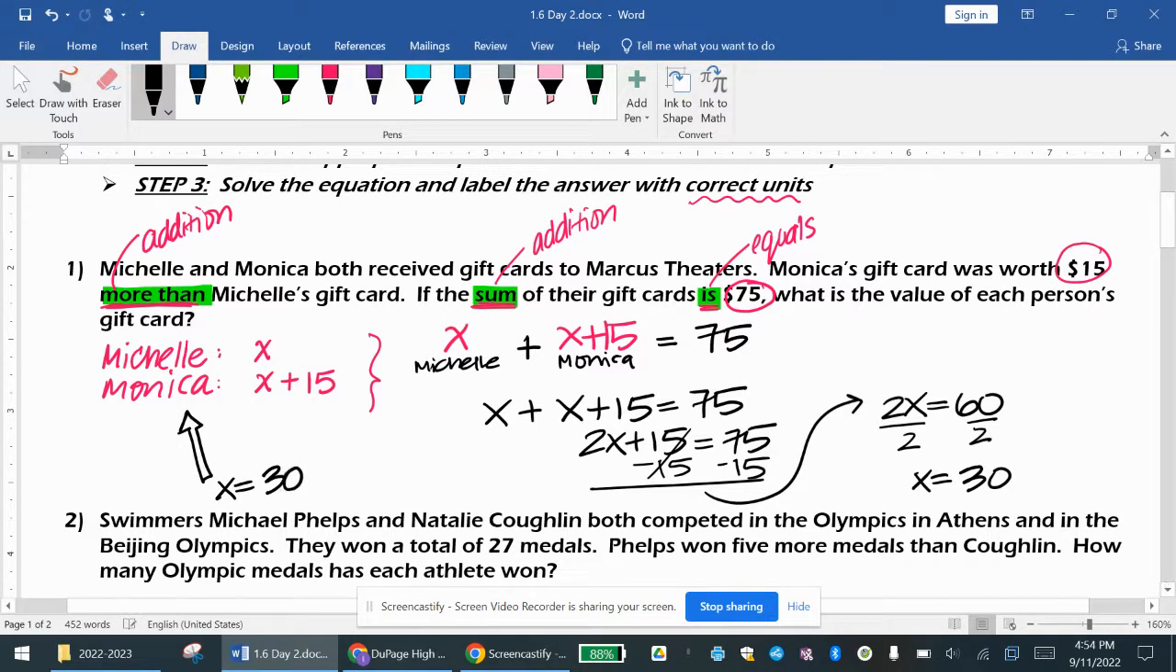If we plug those values back in, x is going to be 30, which is Michelle's gift card amount, and Monica is going to be x plus 15, so 30 plus 15. That's all you need to do. They asked us how much is each gift card. Michelle's gift card is 30 because x is 30. And Monica has $15 more, so that's 45.